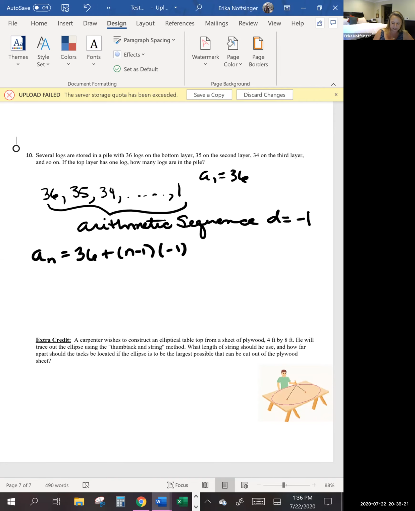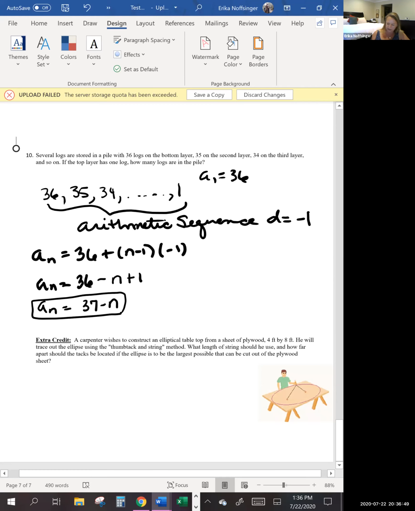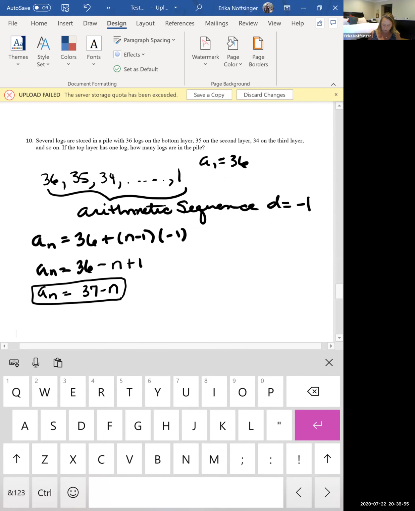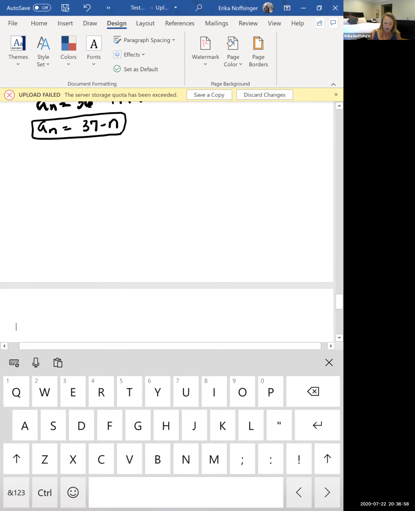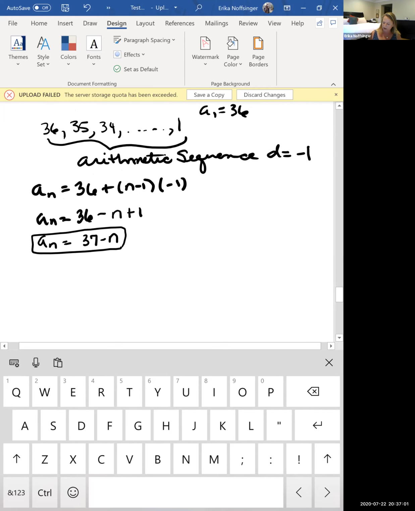To me, this is where it's easier if we simplify. So let's distribute our -1 inside the parentheses. We still have that 36, and this gives us -1 times n, which is -n, and -1 times -1, so +1. So a sub n is equal to 37 minus n. That's not the question. It wants us to know how many logs there are.